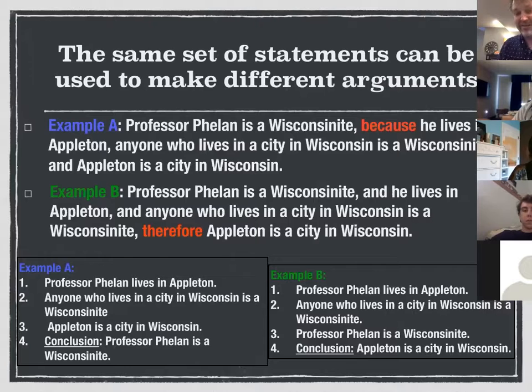It'd be true that Professor Phelan lives in Appleton. It would be true that anyone who lives in a city in Wisconsin is a Wisconsinite. And it would be true that Professor Phelan is a Wisconsinite, but it would be false that Appleton is a city in Wisconsin in that case. Does that make sense? Yeah, that makes sense to me.